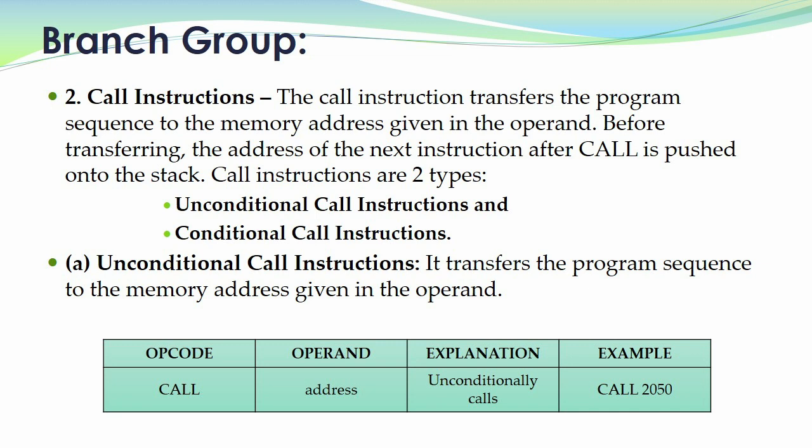The call instruction transfers the program sequence to the memory address given in the operand. Before transferring, the address of the next instruction after call is pushed onto the stack. Call instructions are of two types: unconditional call instruction and conditional call instruction. Unconditional call instruction transfers the program sequence to the memory address given in the operand. The opcode is CALL. Operand is the 16-bit memory address of a subroutine.